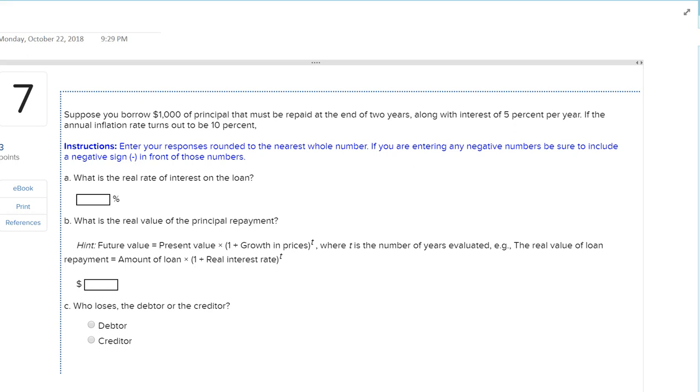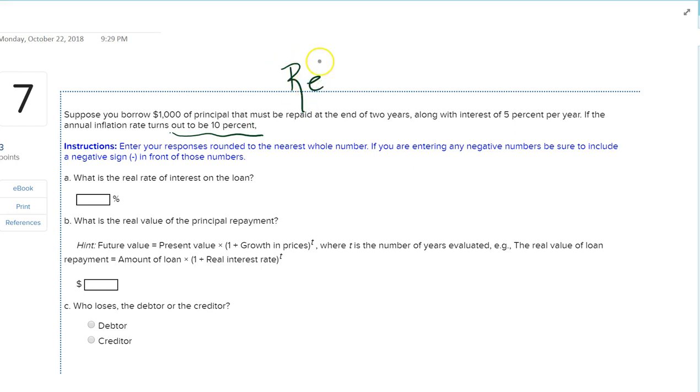with interest of 5% per year. And then we say the annual inflation rate turns out to be 10%. So they ask, first of all, what's the real rate of interest on the loan? So the way to understand real, and here's a basic formula you can use. This is also an identity that can be rearranged like we did with future and present value. Real equals nominal, which is on its face, minus inflation.